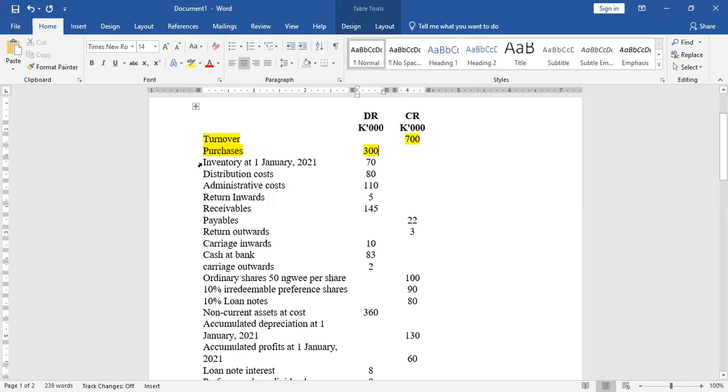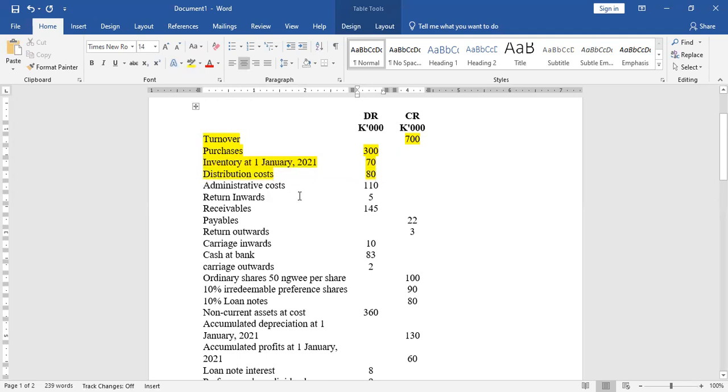Next is inventory. This is the beginning inventory. The beginning inventory will help us to calculate the cost of goods sold. I will explain. Though it's an asset, it will be part of the income statement because it helps us to calculate the cost of goods sold. Distribution cost: these are expenses.